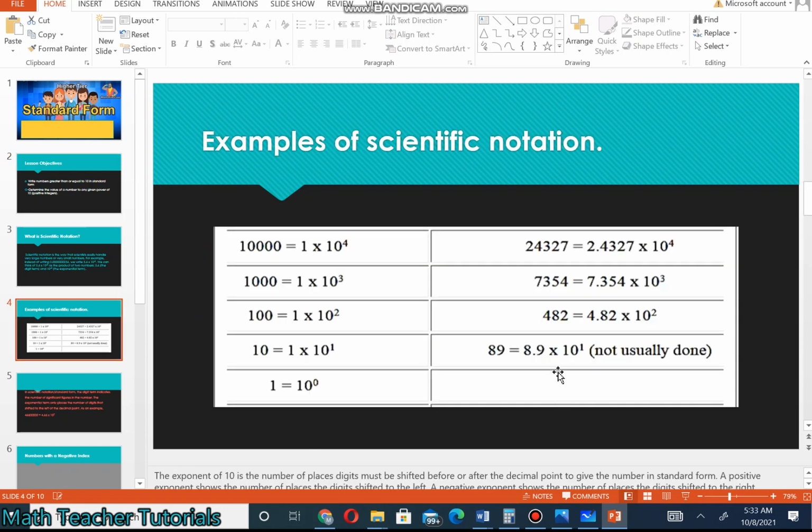If we take, for example, 89, in scientific notation it would be 8.9 times 10 to the first power, though this is not usually done. 482 in scientific notation is 4.82 times 10 squared. 7,354 in scientific notation is 7.354 times 10 cubed. 24,327 in scientific notation is 2.4327 times 10 to the fourth power.